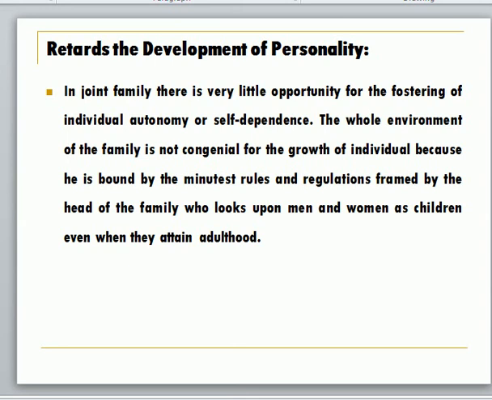The whole environment of the family is not congenial for the growth of the individual, because he is bound by the rules and regulations framed by the head of the family, who looks upon men and women as children even when they attain adulthood.